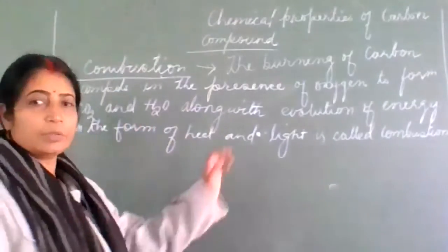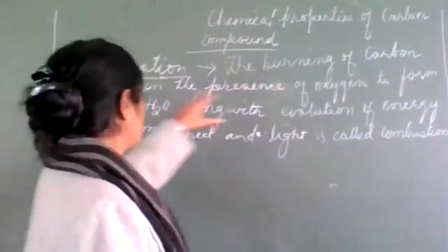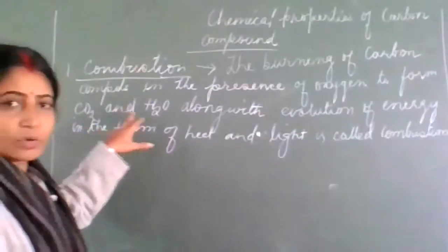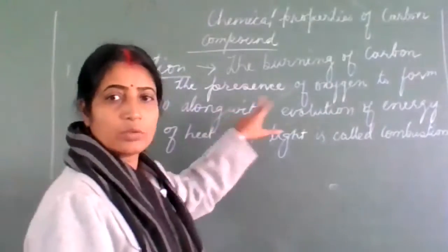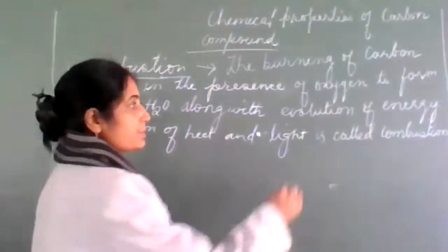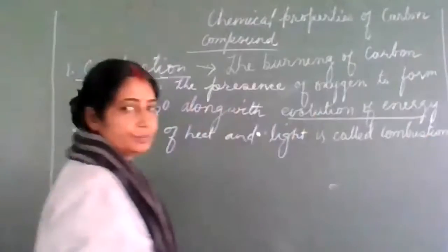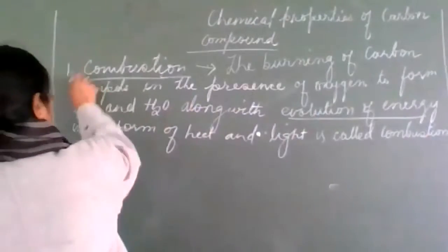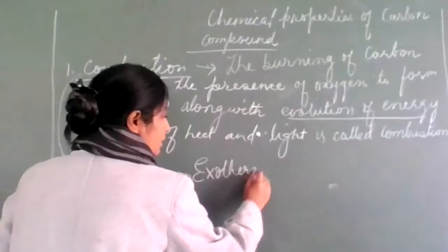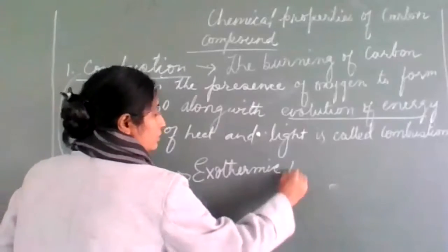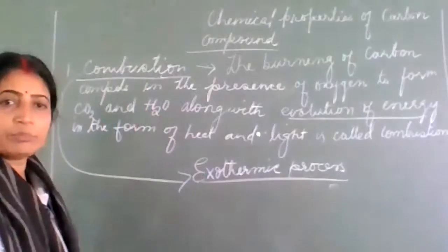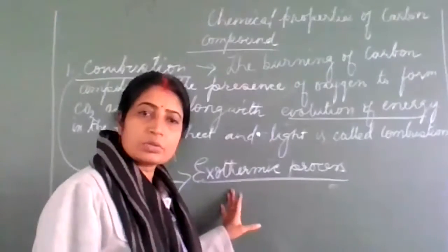So what is combustion? The burning of the carbon compound in the presence of oxygen to form carbon dioxide and water along with evolution of energy in the form of heat and light. Now here comes the evolution of energy. That means this combustion is an exothermic process.